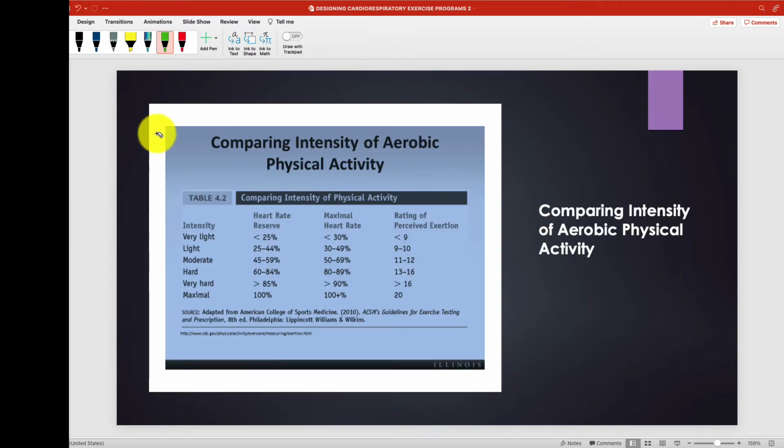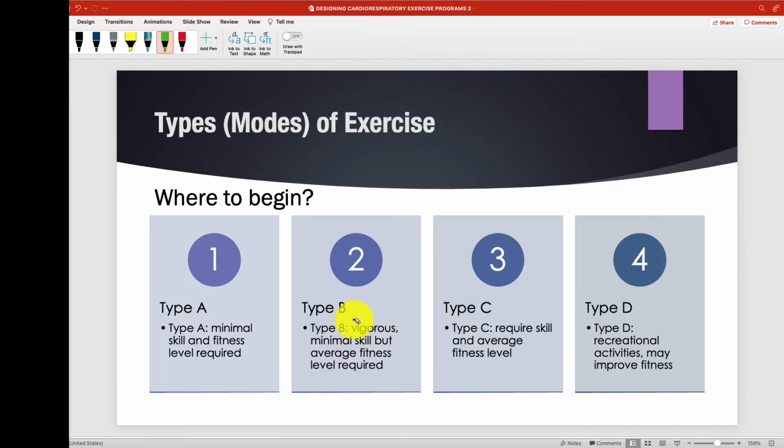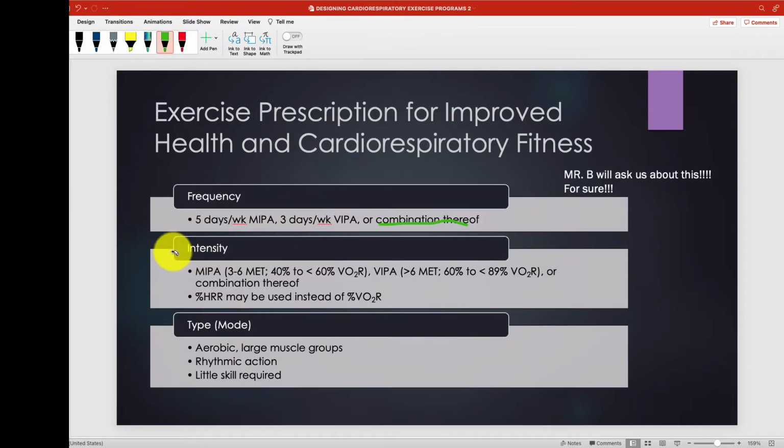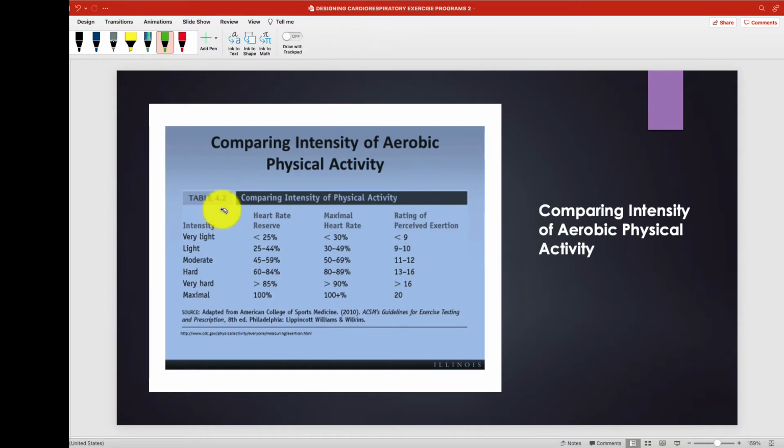And then here's just another way of looking at intensity, because we talked about this as an indicator of intensity. And then this is more traditional. You can see that there is very light to maximal. If we have maximal heart rate, very light is less than 30% of our heart rate. Maximal exercise is 100% of our heart rate. Very hard exercise is 90% of our maximum heart rate. And then this is equivalent to Borg's rate of perceived exertion. And there's also an equivalent to heart rate reserve.